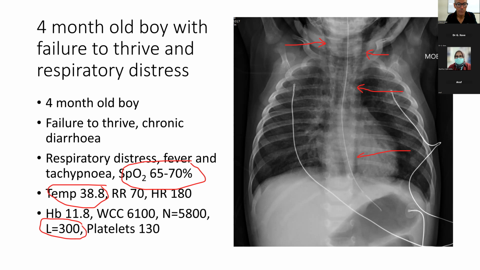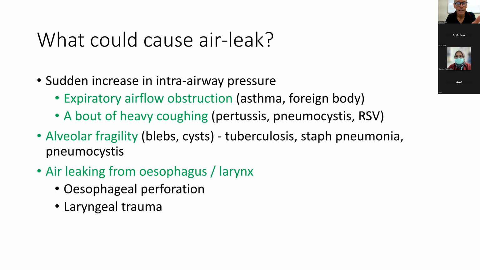All right. There are a number of different causes of air leak. And again, I won't go through all of these. We've talked about most of them. Sometimes you can get it with asthma or a foreign body or bronchiolitis. With a heavy bout of repeated coughing, we've seen it with RSV. So it doesn't always relate to pneumocystis or staph pneumonia. Sometimes you can see it with tuberculosis.